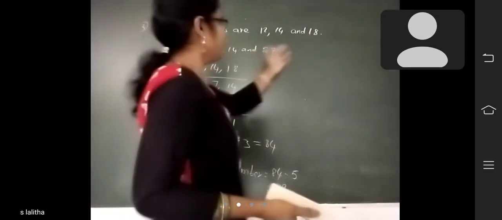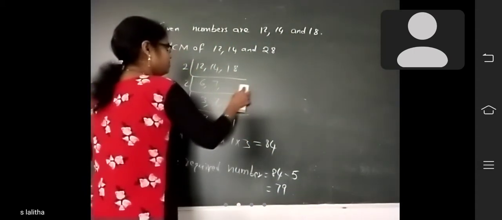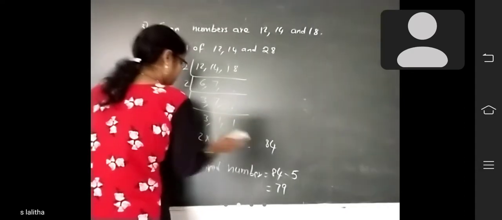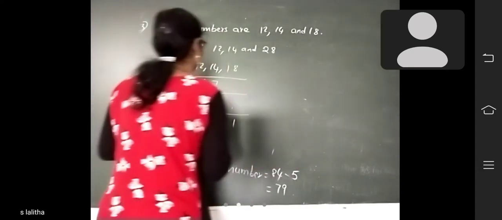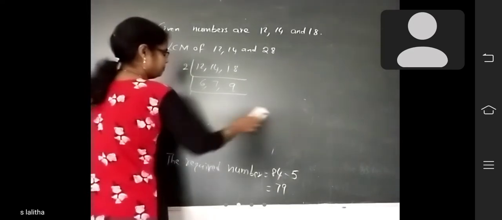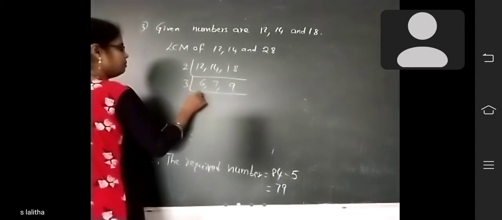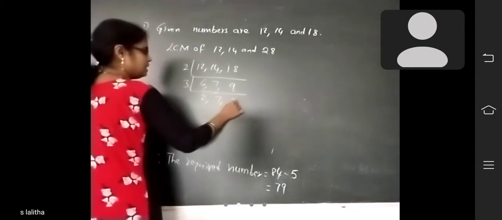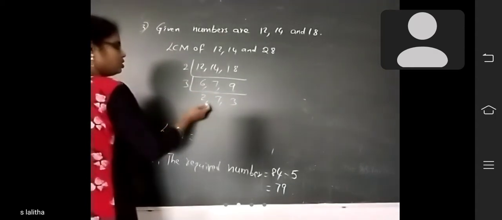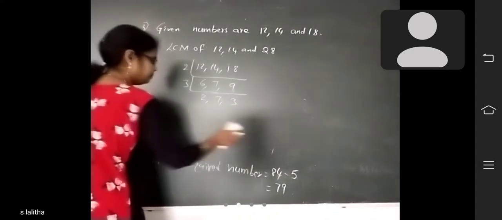Sorry, I am writing here wrong. Here 18 is there, but I am writing here 28. Okay, so we can change this one to 9, 18. So which table you should take? 3 table. 3 2s 6, 3 3s 9. Okay, so 2, 7, 3 all are primes. So you can leave it. Now LCM.